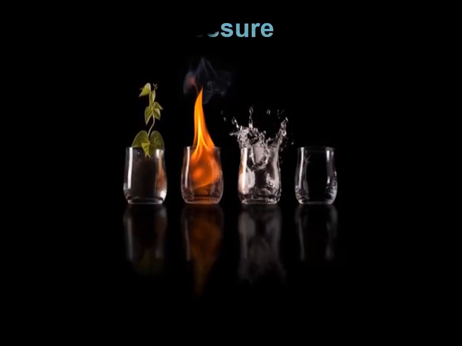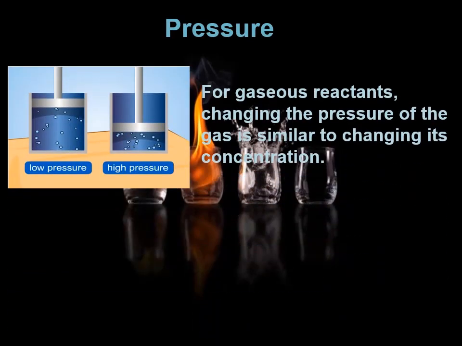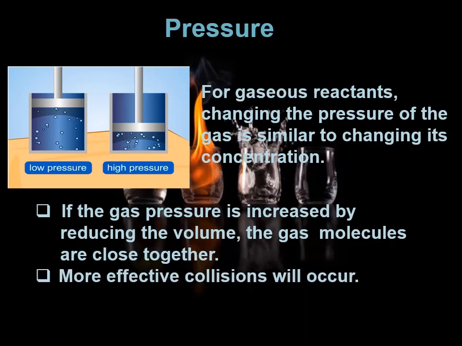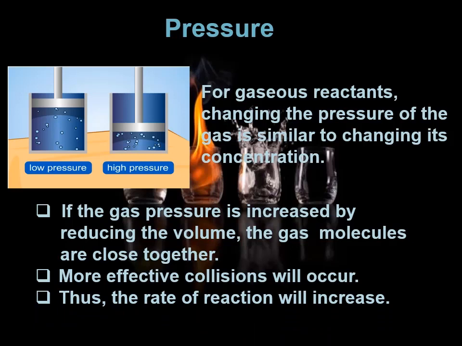Secondly, is pressure. When pressure is low, the concentration becomes low. On the other hand, when pressure is high, the concentration also becomes high. When volume is decreased, pressure will increase and molecules are close together. More effective collisions will occur, thus the rate of reaction will increase.